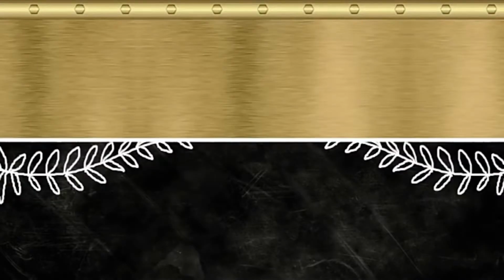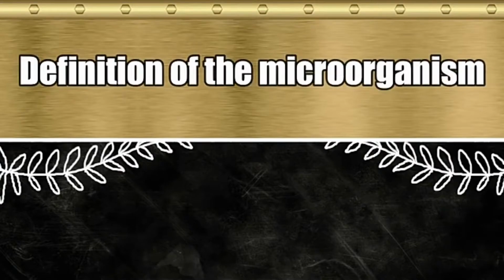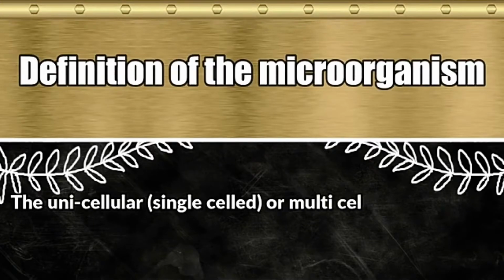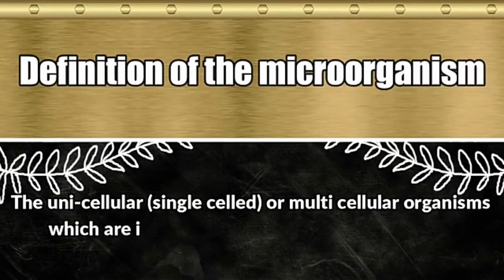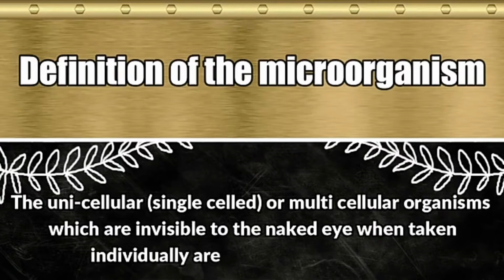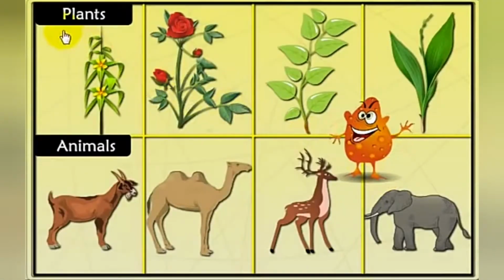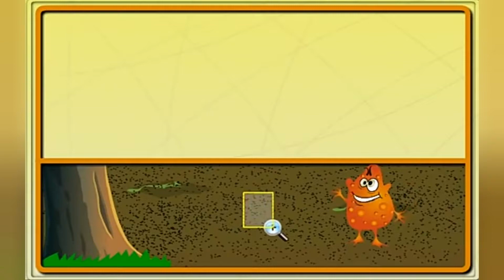Then what is the definition of microorganisms? Microorganism can be defined as a single-celled organism, which can also be called unicellular organisms, or multicellular organisms, which are invisible to the naked eye except, taken individually, with the aid of what? Microscope. So these microorganisms can be found in both plants and animals.